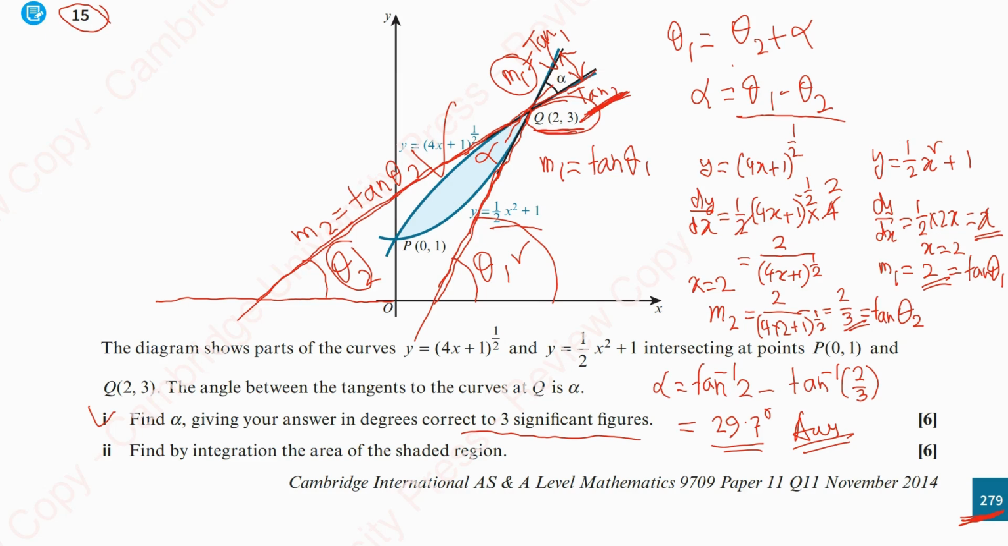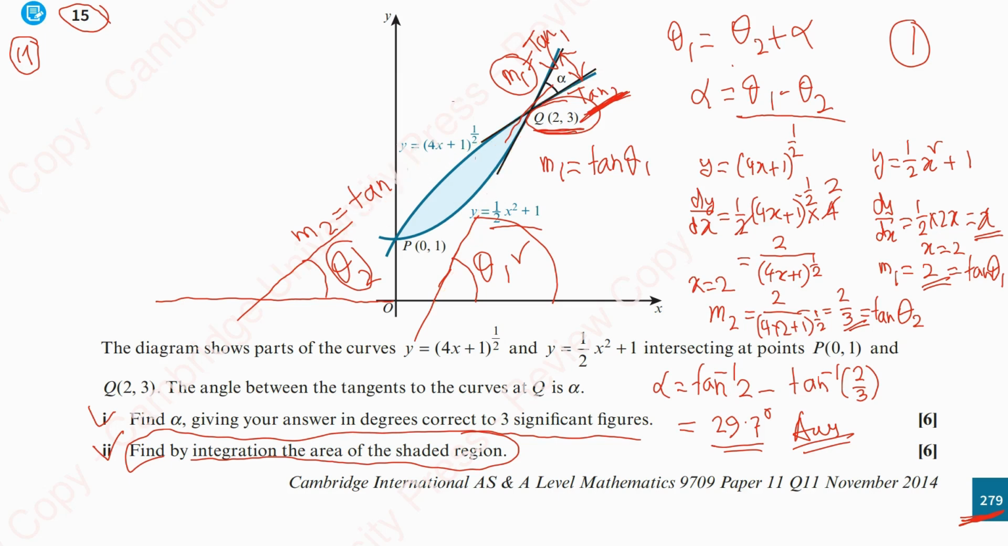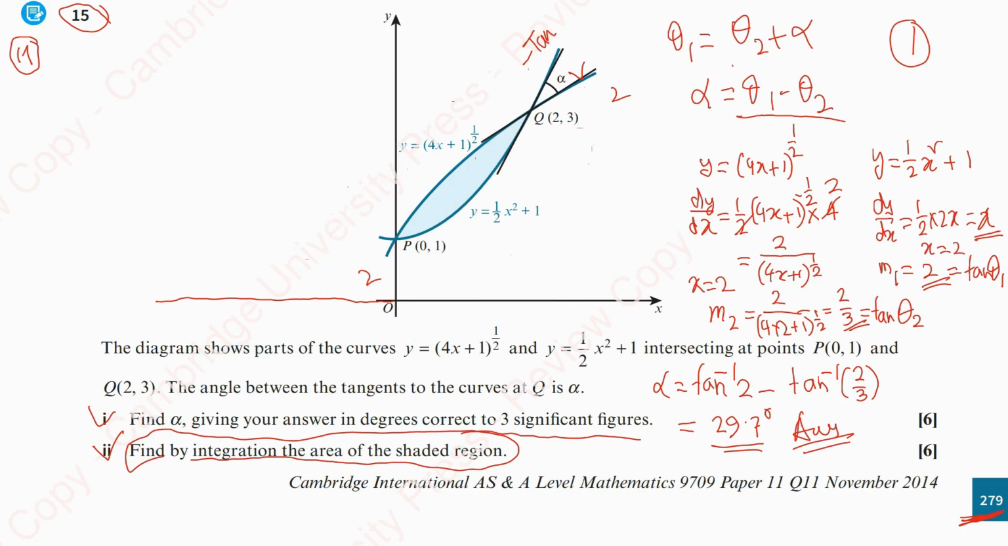I think the second part here is very familiar to you. Find by integration the area of the shaded region is one of the common questions. We did the first one here, and the second one I'm going to show on the left side. To find the area by integration, we can do one thing. Let me erase some parts that have no relation with this question and the area under the curve. The bounded area is here.